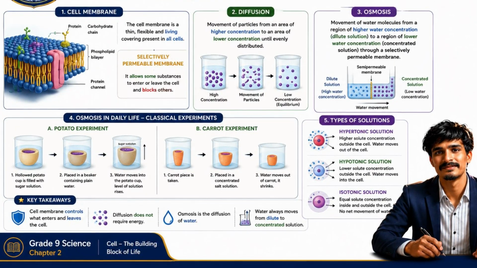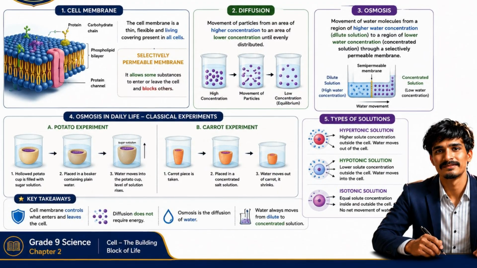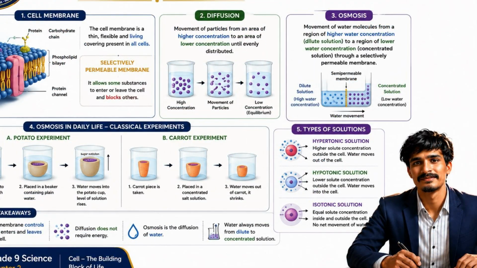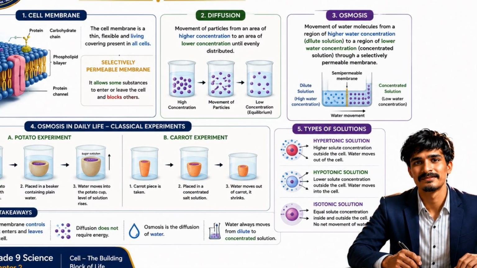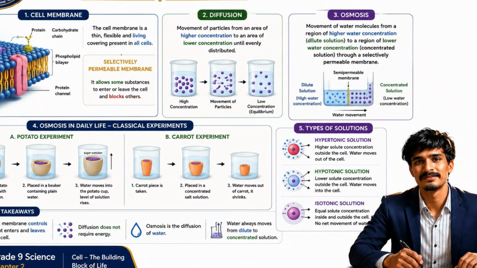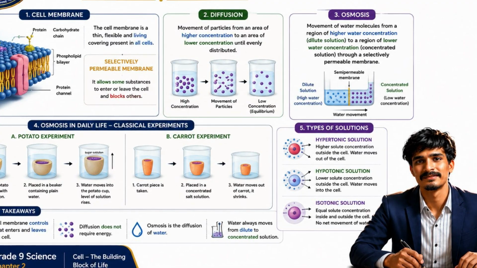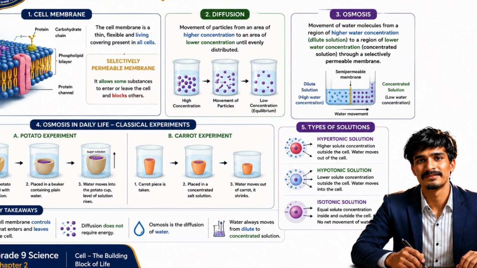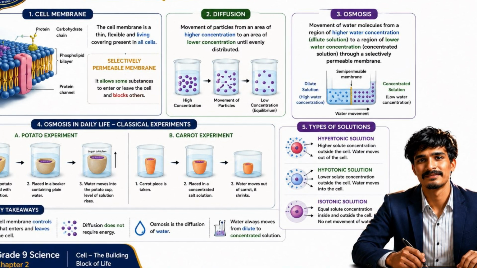Now let us understand how substances move across the cell membrane. The first process is called diffusion. Diffusion is the movement of particles from a region of higher concentration to a region of lower concentration until they become evenly distributed. Let us take a simple example.